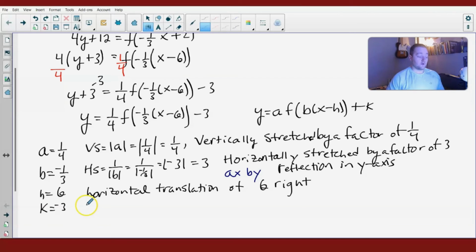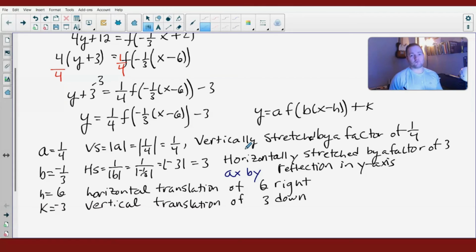The other thing is, we got the K value. The K value corresponds to the vertical translation. Vertical means up and down. So we got a vertical translation of 3. Because it's negative, it's down. If it was positive, it would be up. All right, so that takes care of describing the transformations.